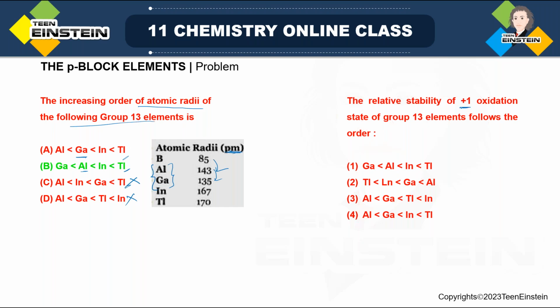Okay, the next problem is regarding oxidation state. Relative stability of +1 oxidation state of group 13 elements follows the order. So I will again write all the elements because, okay, boron we do not have: aluminium, gallium, indium, Tl. So the tendency to show +1 oxidation state, it is obviously maximum for Tl, and after that it is indium, then it is gallium, and for aluminium it is almost not observed at all. So option 4, that is the correct option. Tl is maximum and aluminium is minimum, and in between these two are also correct.